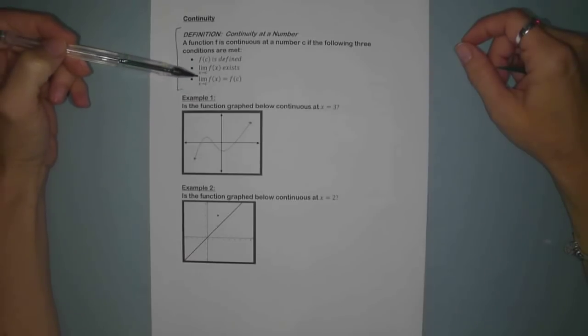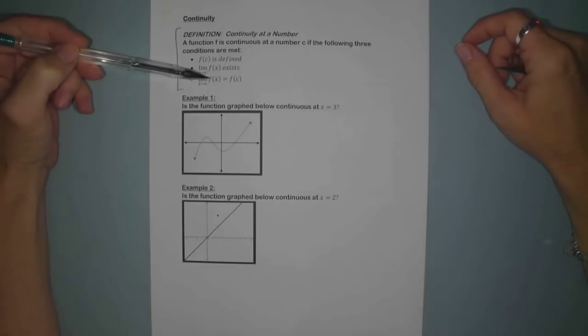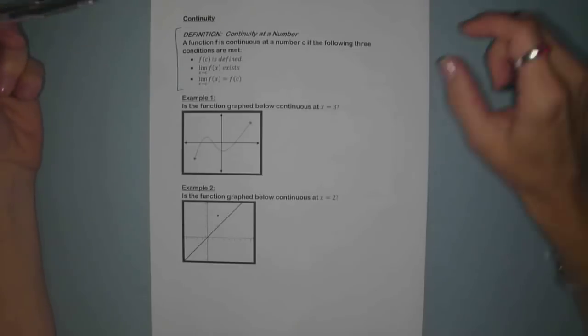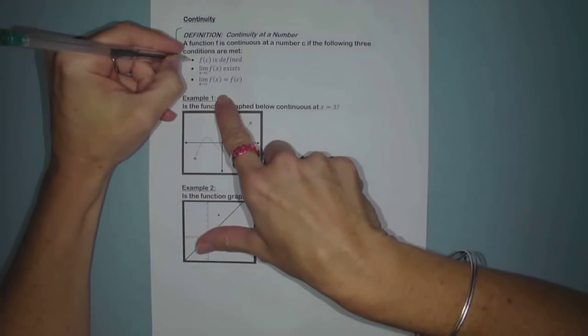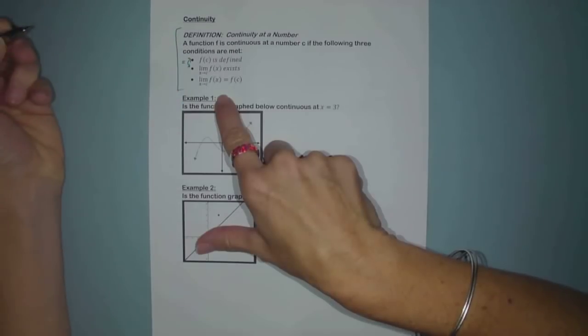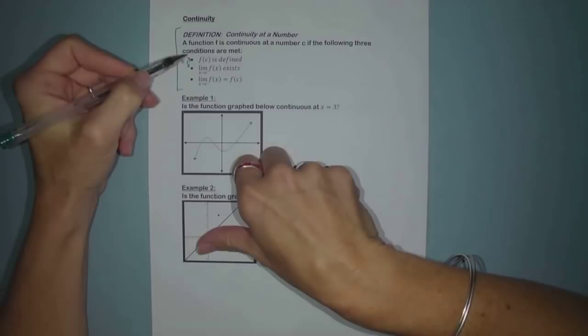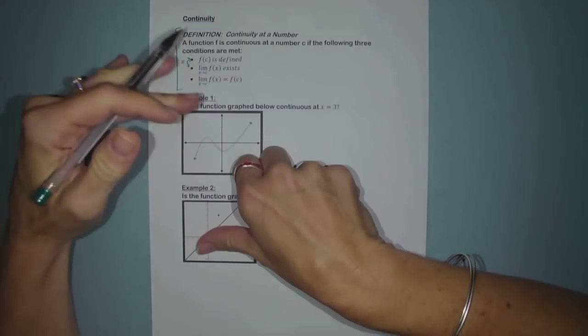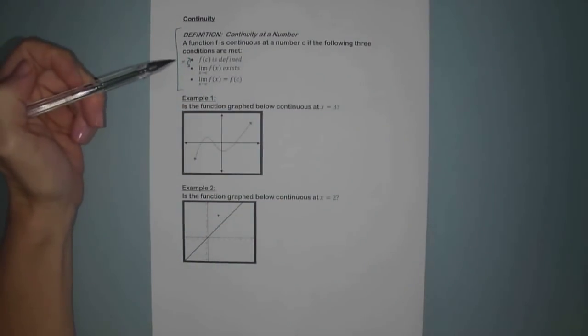And number three, the limit as x approaches c of f of x is equal to f of c, which is basically saying that the first two conditions are equal. If you can prove these three bullets for any function or any graph, then you have proved continuity.